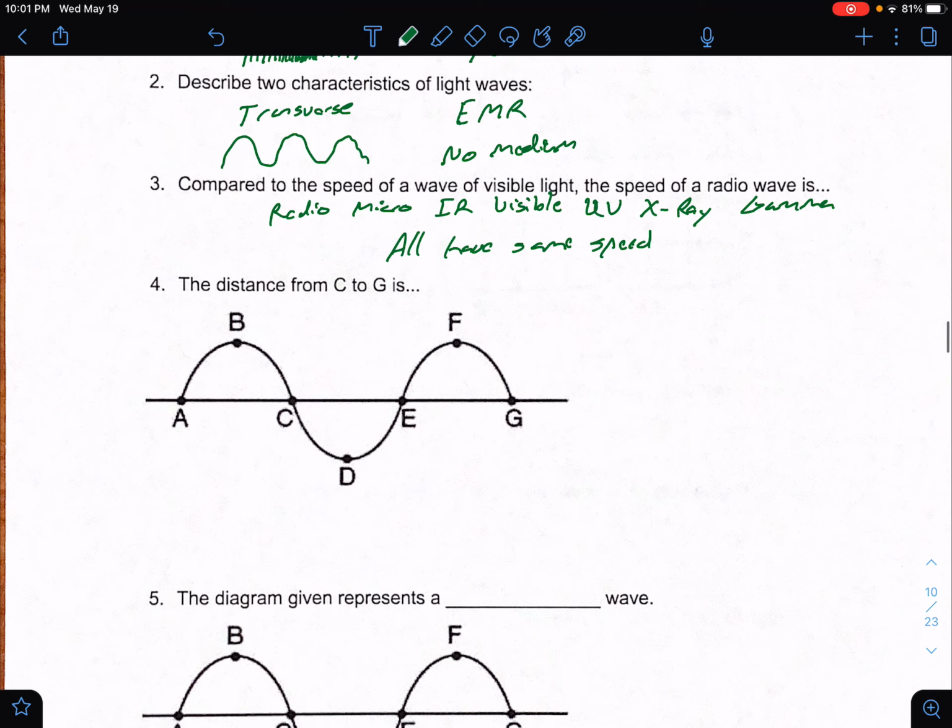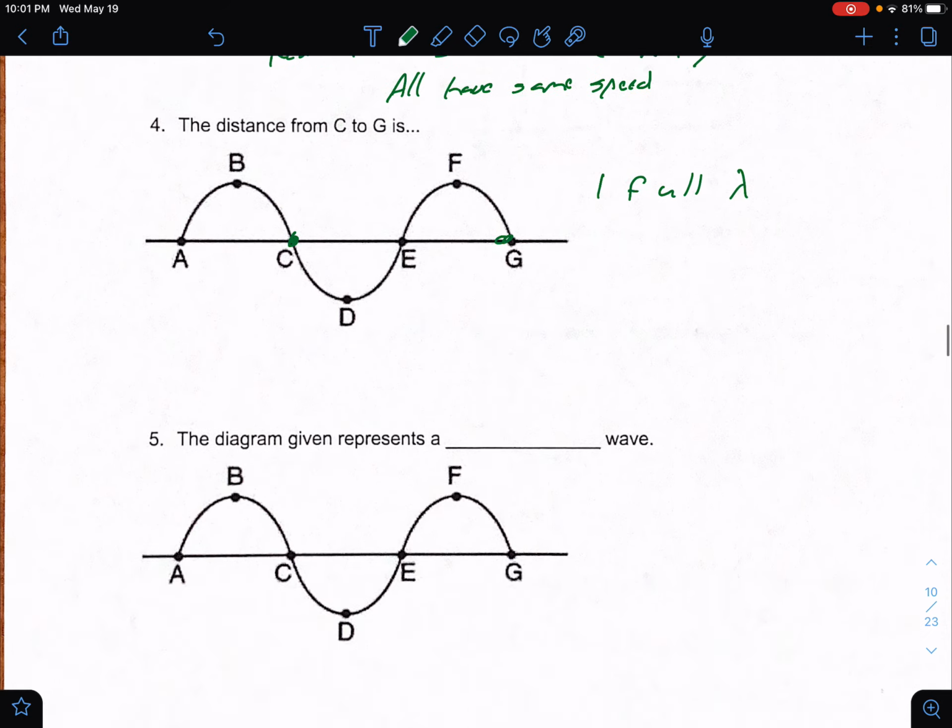Number 4, the distance from C to G. So right here to here, that is one full wavelength. Remember, wavelength is your upside down Y. You have to have one full crest and one full trough to be a full wavelength.